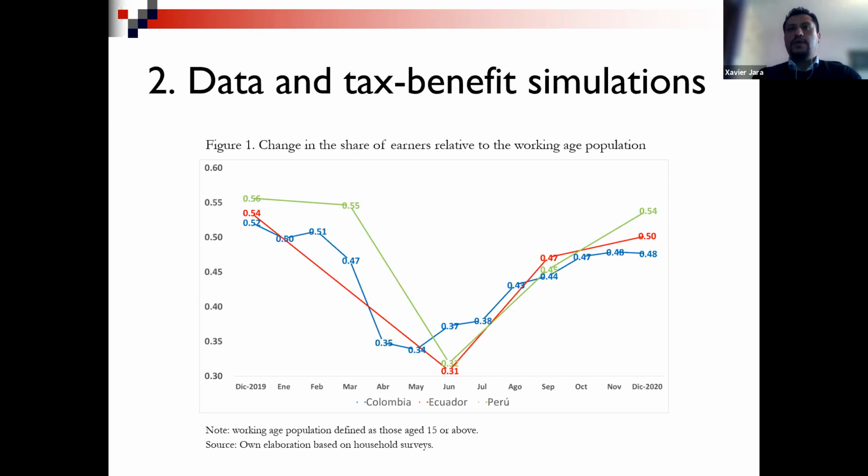Then by the end of 2020, we see that there's a recovery in the three countries. However, the share of earners relative to the working age population does not return to the pre-pandemic levels. So although the economy recovers, there is still a drop in earnings by the end of 2020. And this is only considering full earnings losses, so people who go from having positive earnings to zero earnings. This is what we call the extensive margin, but it's also likely that at the intensive margin, people who remain earners experience a decrease in the earnings they received. We also account for that in our nowcasting, but it's not captured in this picture.